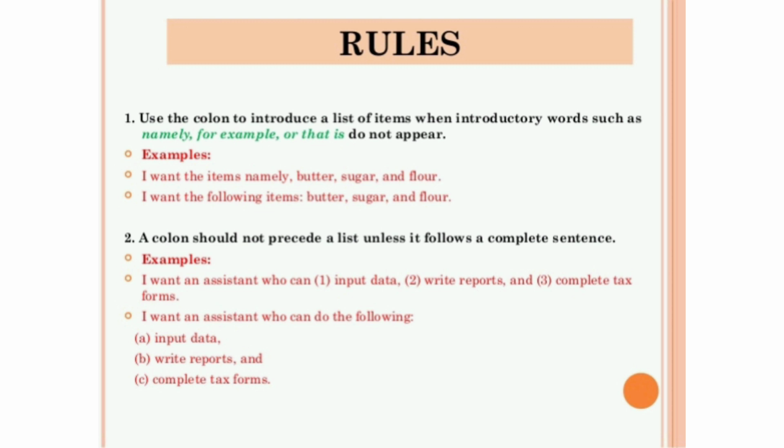Also, a colon should never precede a list unless it follows a complete sentence. Look at the example here. I want an assistant who can 1. Input data, 2. Write reports, and 3. Complete tax forms. Now this sentence is incorrect grammatically. How do you make it correct grammatically? By using a colon. So the sentence is reframed like this. I want an assistant who can do the following: A. Input data, B. Write reports, and C. Complete tax forms. Let's look at the next punctuation.